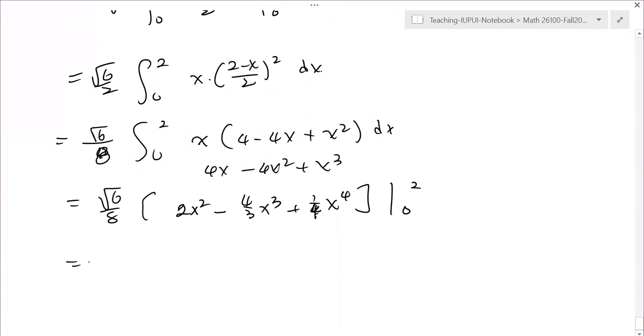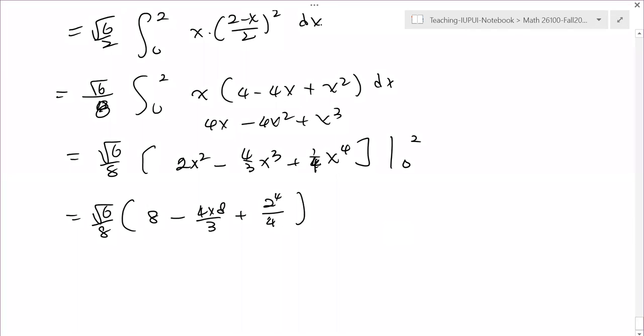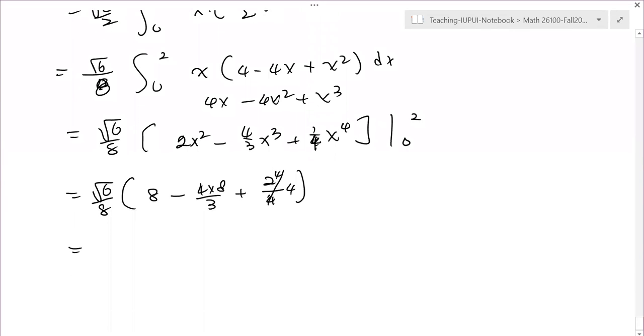Then I get, yeah, this is going to be 8. This is 4 times 8 divided by 3. This will be 2 to the 4th power over 4. So this can be simplified a little bit. Okay, so 16, yeah, this is just 4. I can take a 4 out, make it a little bit simpler.